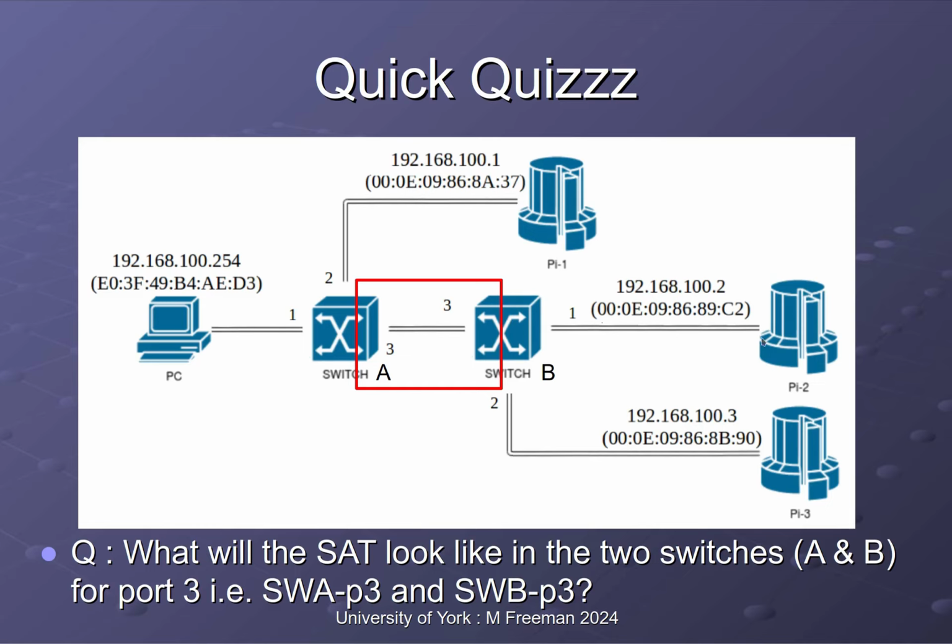So you can imagine here, traffic from Pi 2 will come in on switch A through port 3. Traffic from Pi 3 will come in to switch A through port 3. So you've got two source addresses. So what will happen inside the switch? How will that be recorded in the SAT table?